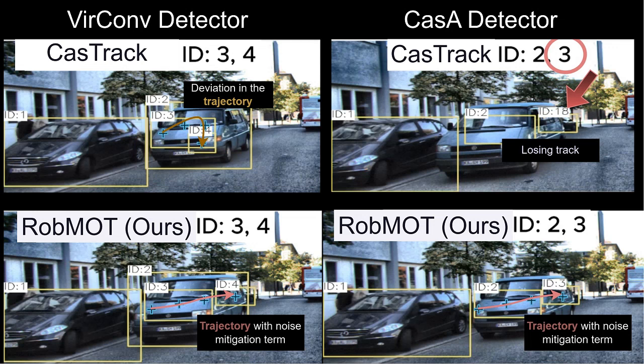On the other hand, CASTRAC with CASA detector lost track of the car by assigning a new ID, 18, rather than 3 which was previously assigned.